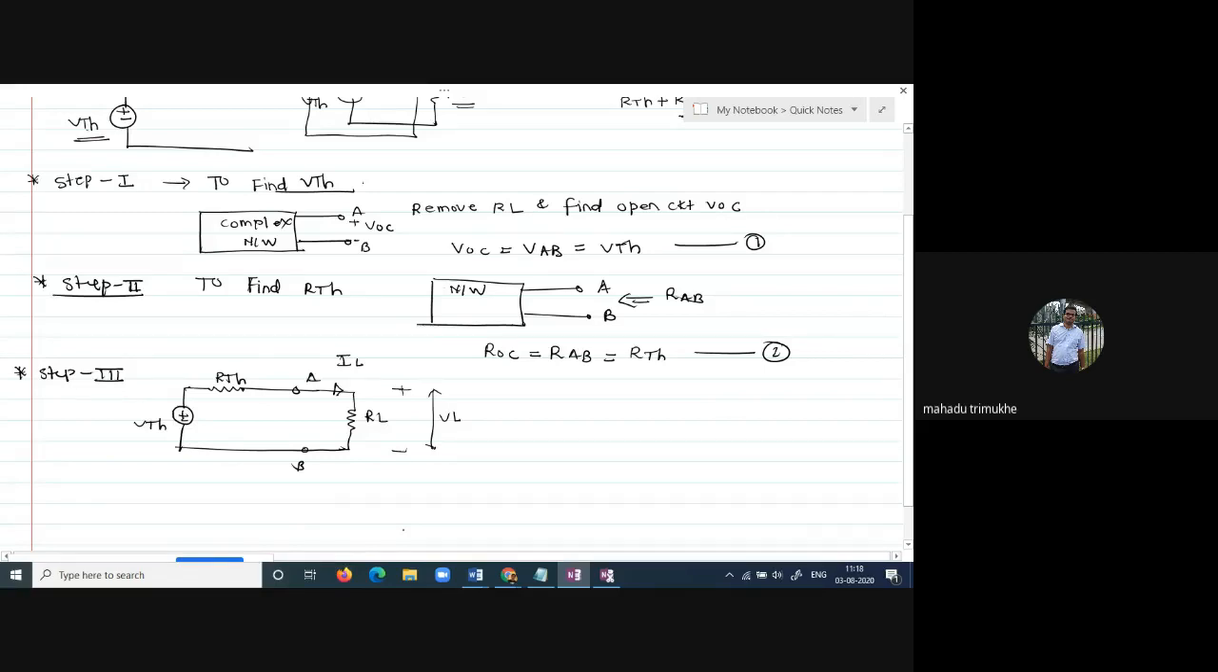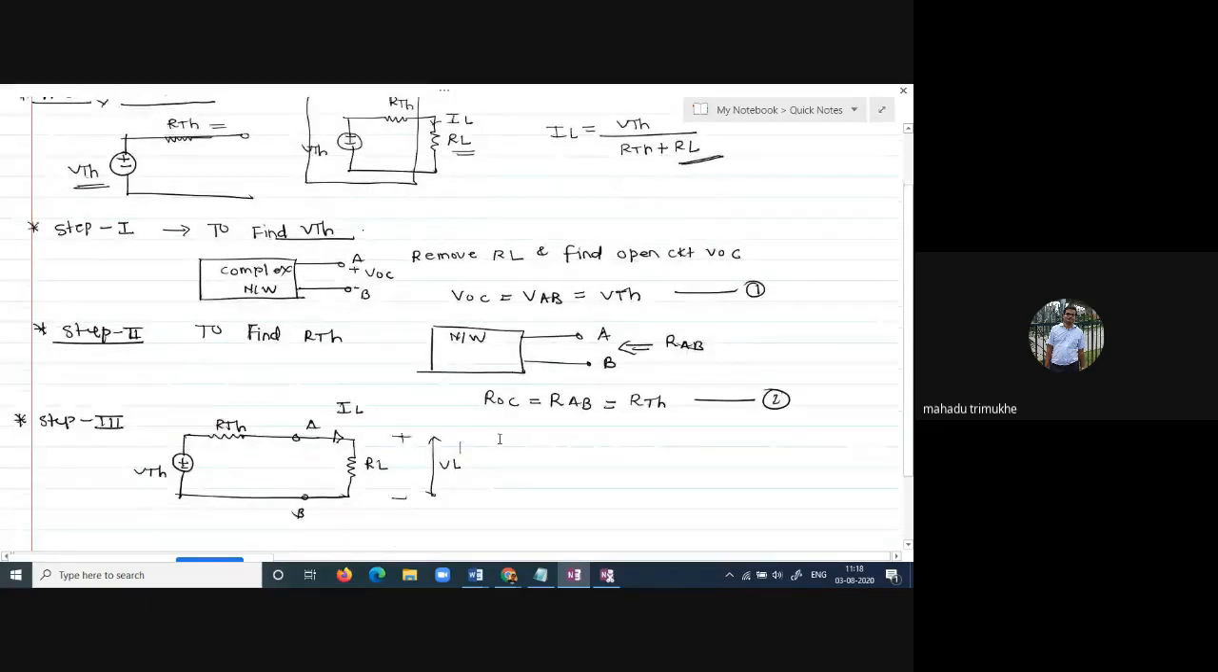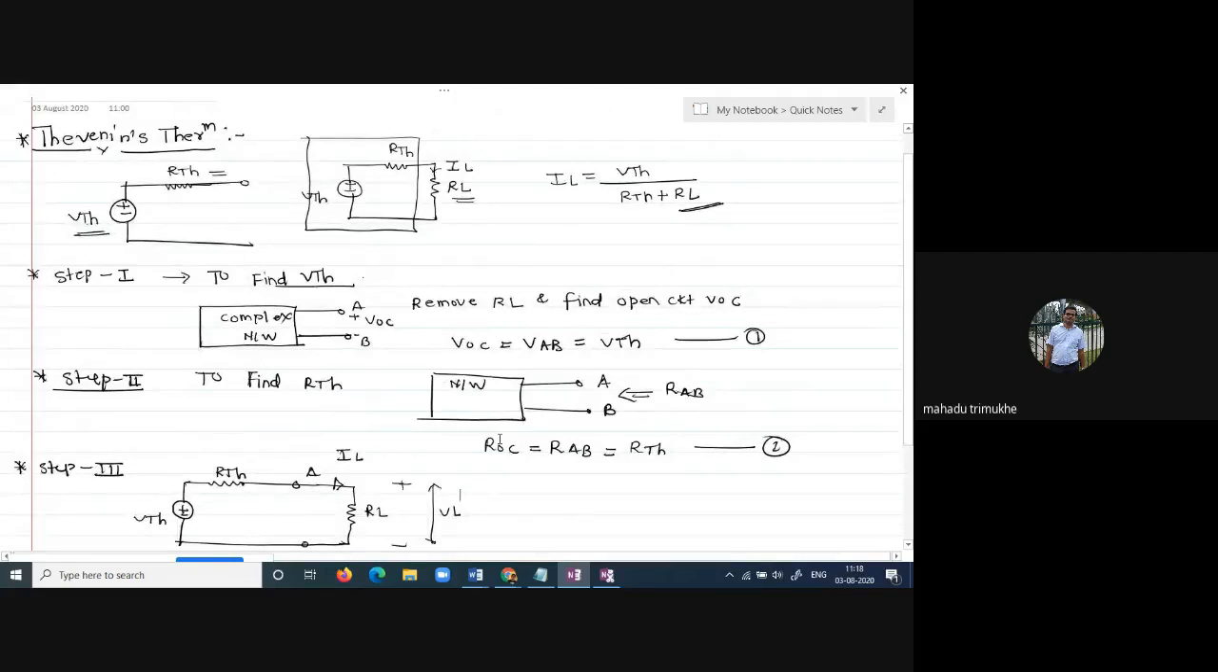Okay, so now we will move on to our example. The steps are clear. These steps are particular to independent sources. Is this clear? Is there any doubt about the steps? Clear. First step is what? Finding out VTH. How to find VTH? We remove the load resistor, look back into the network, and find the voltage across the open circuit. That is your Thevenin voltage.